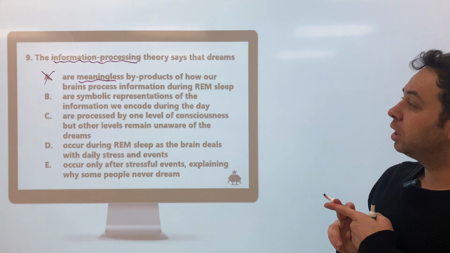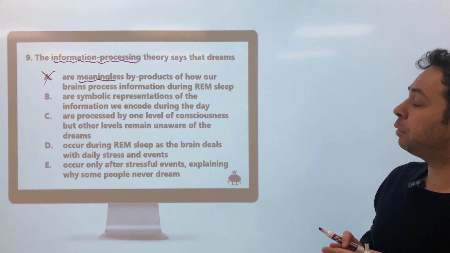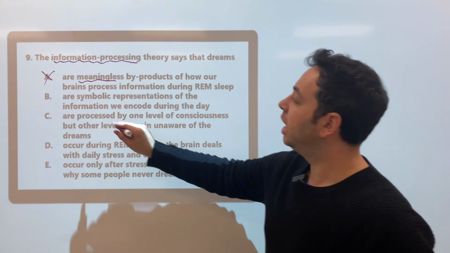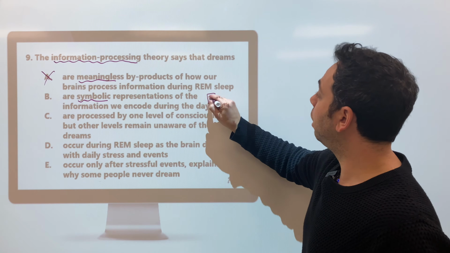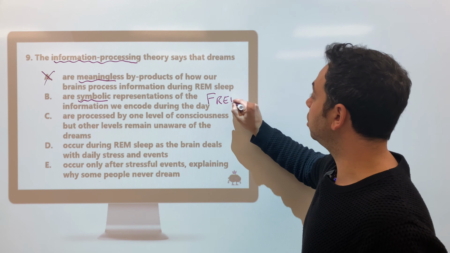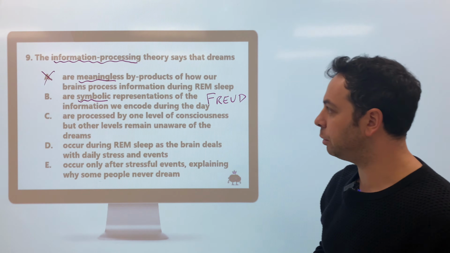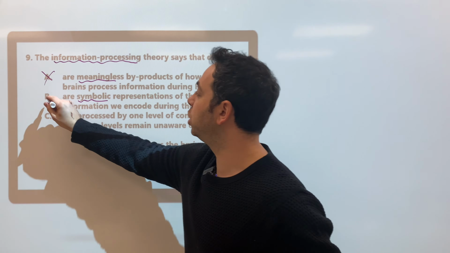Could it be B? Dreams are symbolic representations of information we encode during the day. Well, guess what? Anytime you see the word symbolic when we talk about dreams, they're always talking about Freud, right? Freud's wish fulfillment, right? We wish things to happen and we have them in our dreams. So yes, it's a theory, but it deals with Freud's wish fulfillment.